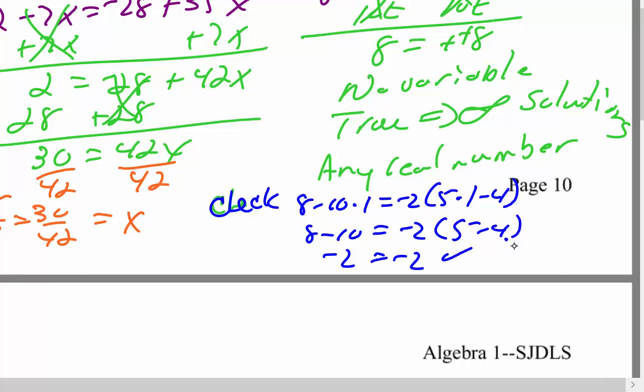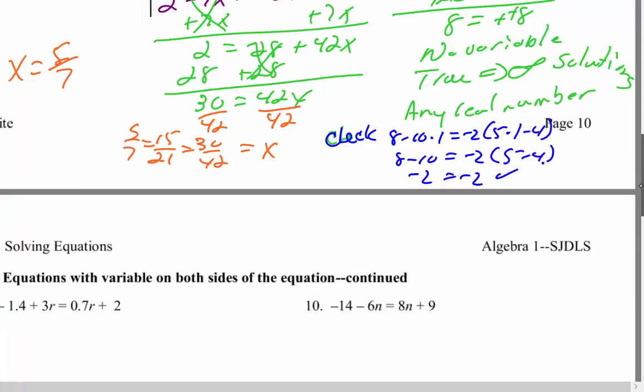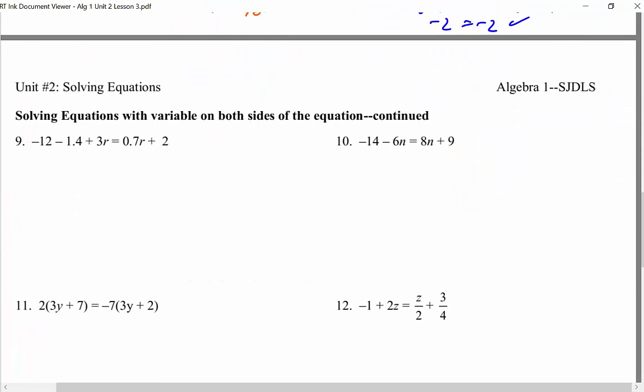So if you pick 3, it would work. If you pick 2, it would work. If you pick negative 9, it would work. If you pick negative 1000.1, it would work. Any number works.